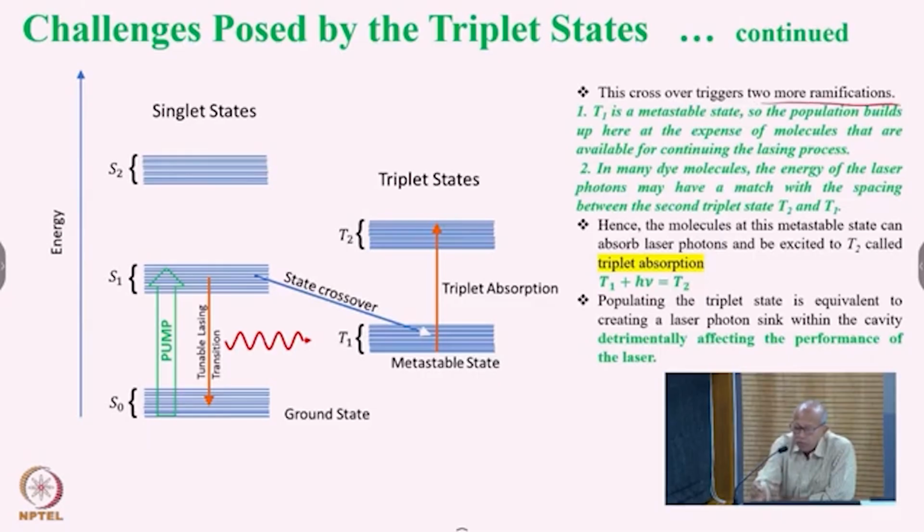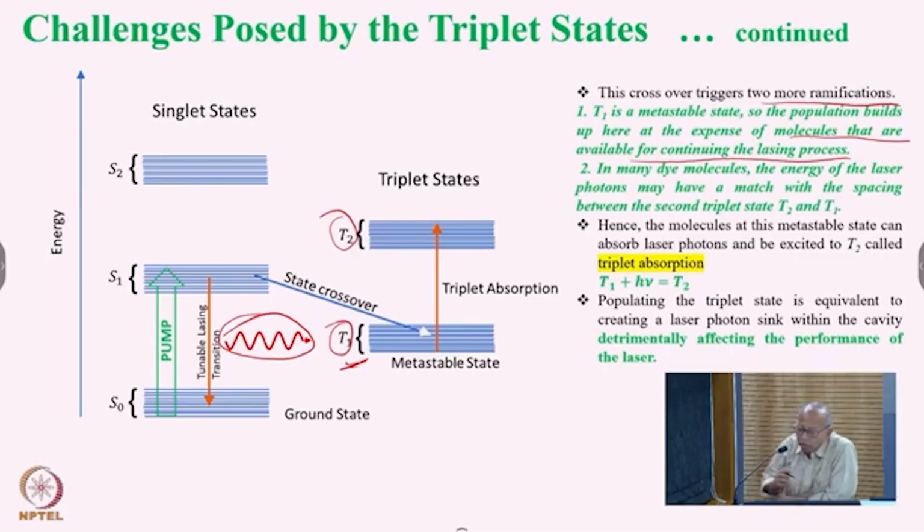And this crossover triggers two more ramifications. You see, T1 is essentially a metastable state. So the population that comes from S1 to T1 builds up here, accumulates here, at the expense of molecules that are available for continuing the lasing process. And in many dye molecules, the energy of the laser photons matches with the energy difference between the second excited triplet state and this metastable triplet state 1.